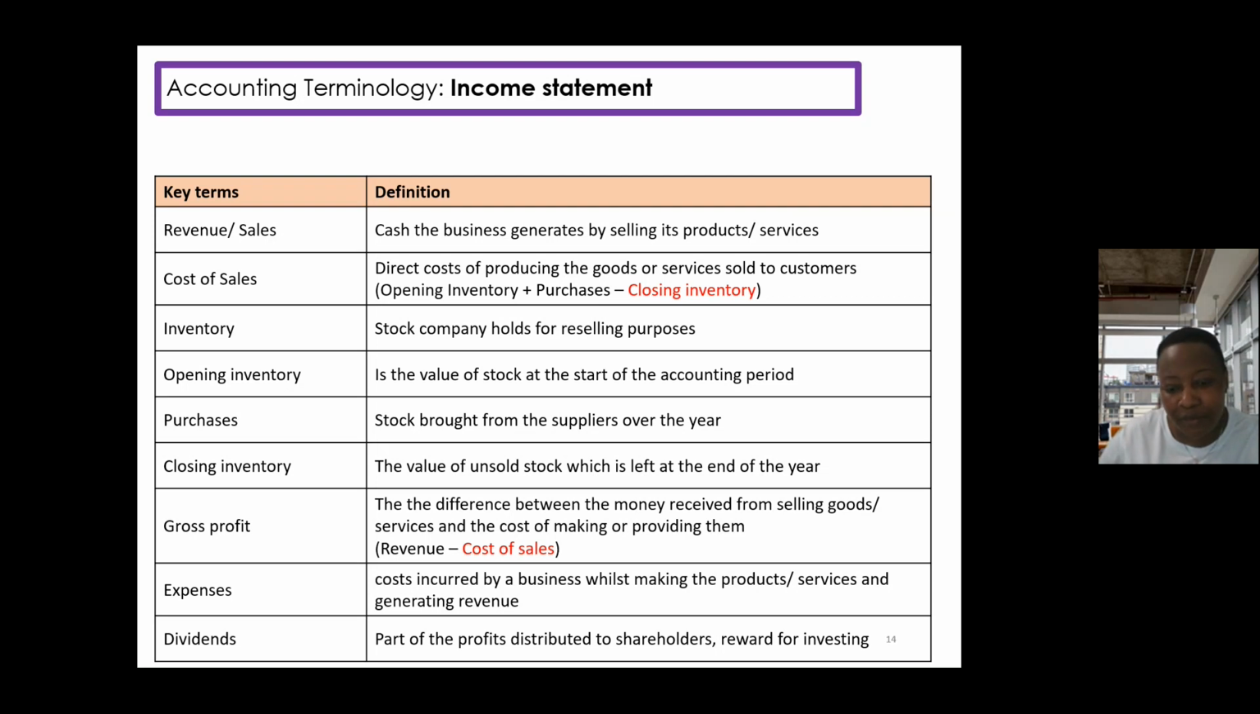Your dividends are part of the profits that you have distributed to shareholders. So it's the reward for investors. So if you're an investor, you'll be paid dividends. If we have a business and we have a number of shareholders in the business, the part of the profit that we distribute to the different part owners of the business, who are called shareholders, is then the dividends.